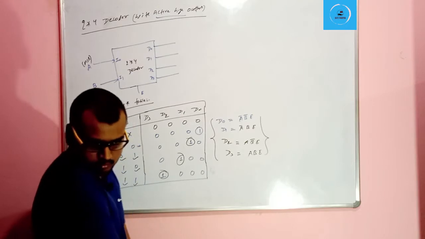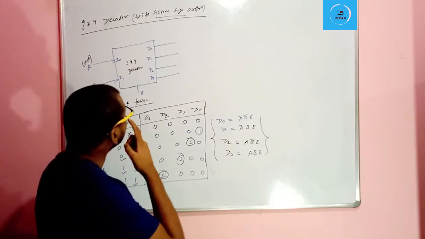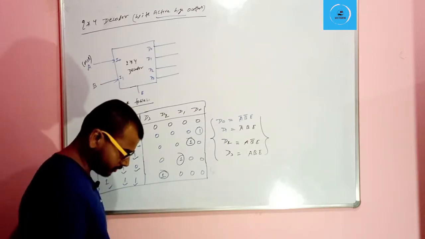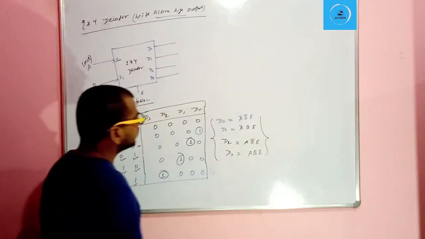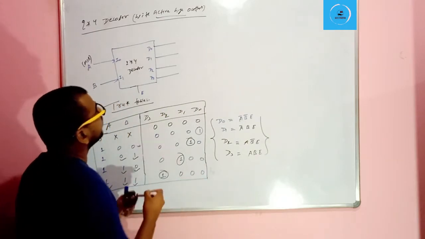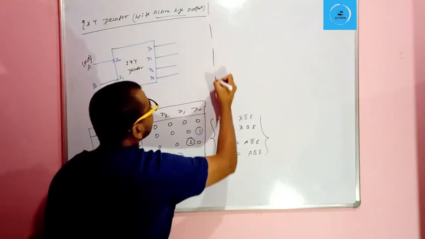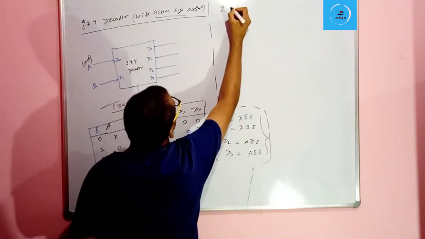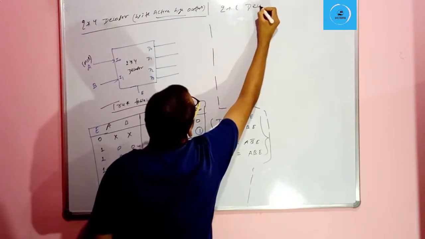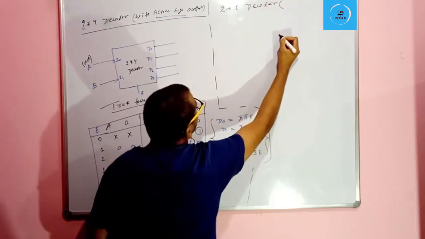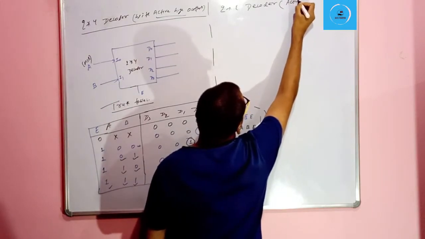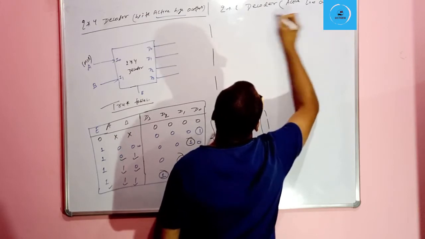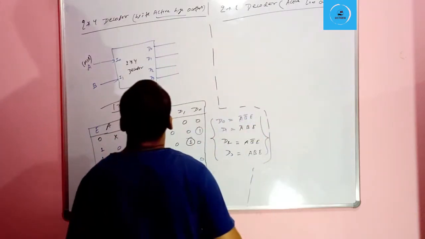Now we are going to see the active low output decoder. I will write here the 2 to 4 decoder with active low output.